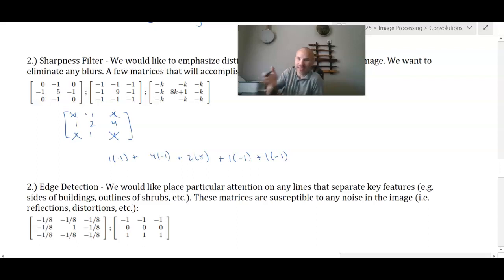You're going to see maybe a slight variation in the shade. But when we sum these together, let's see what we get. We get -1 minus 4 is -5. Plus 10 is +5. Minus 1 is 4. Minus 1 is 3. So we would get a value of 3, which means this +2 would become a +3.